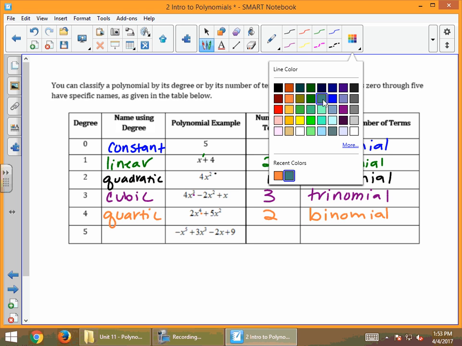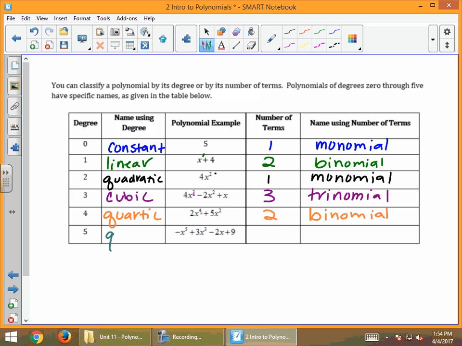Anyone know what a polynomial with a degree of 5 is called? Perfect. It is a quintic. Very good. Meaning the largest exponent is a 5. How many terms are in this one? 4. When anything is over 3, we just call it a 4th term polynomial. If it had 6 terms, it'd be a 6th term polynomial. 7 terms, a 7th term polynomial. Anything over 3 is whatever term polynomial.